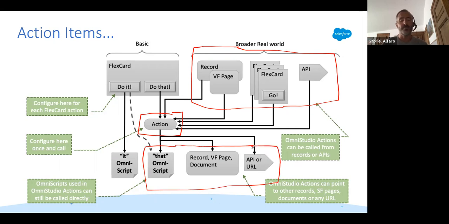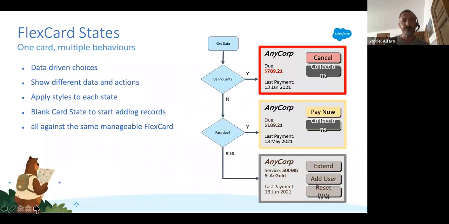So an OmniScript can be converted into a URL, and clicking on this URL, it will execute the OmniScript, but also you can execute a record or Visual Force page or a document or a community page or whatever can be represented in a URL format. And you can pass parameters through this OmniStudio action.